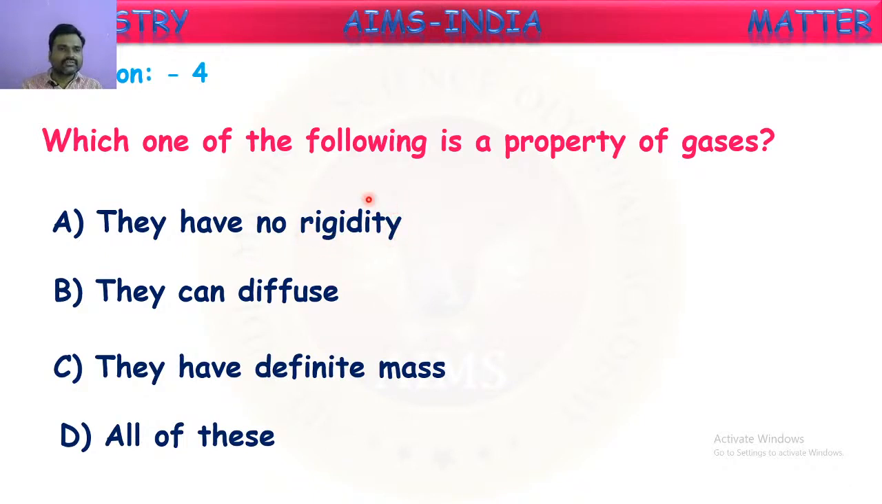First one, rigidity. Rigidity means incompressibility, not being able to change shape by compressing or applying pressure on it. Is it true about gases? No. Gases are not rigid. They can be easily changed. We can change the shape of a gas very easily. They can be compressed very easily by applying pressure. The compressibility of gases is very high when compared to liquids and solids.